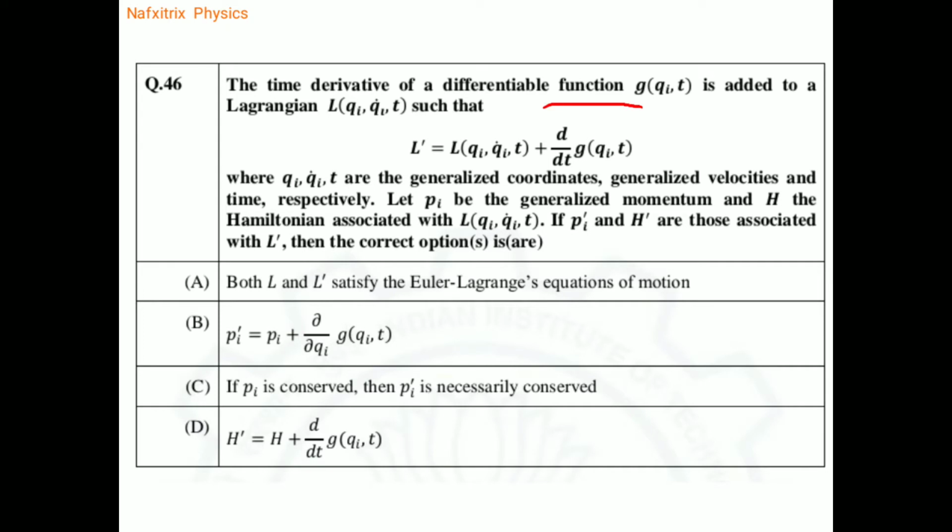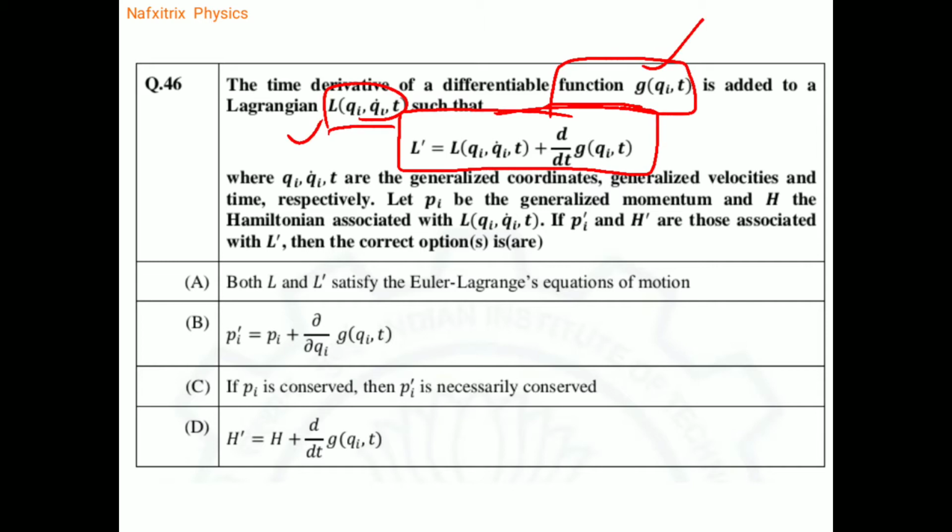differentiable function is added to the Lagrangian such that, so this is the Lagrangian as we know, it is a function of generalized coordinates q_i and generalized velocities q_i dot and time t. So this function's time derivative has been added to this Lagrangian. So here you can see the new Lagrangian is this, which is the addition of the old Lagrangian and the time derivative of this function.